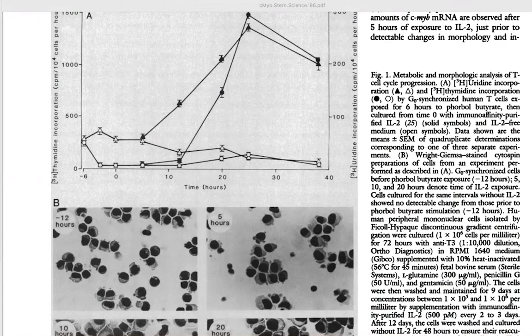And she could also study their metabolic features, such as RNA synthesis by adding in tritiated uridine, and DNA synthesis, adding in tritiated thymidine. And so that's what we did. So the results are shown in figure one. Figure one shows the metabolic studies that we did in the A part of the figure, and then in B is the morphology.